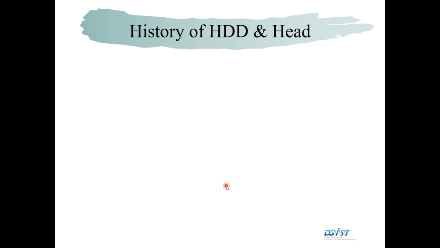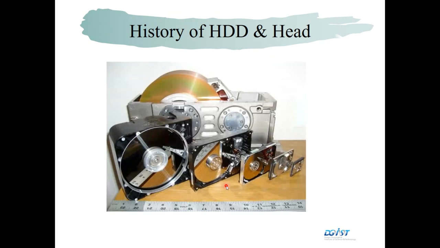Okay, so compared to this CPU, I want to check the history of the hard disk drive and the heads. This is a very old style hard disk drive, and behind it in the backside, a very huge machine. And this is the first, almost the earliest version of the hard disk drive, and it's very bulky. And the modern hard disk drive is something like here. So the size of the hard disk drive is getting smaller and smaller, to a chip size.